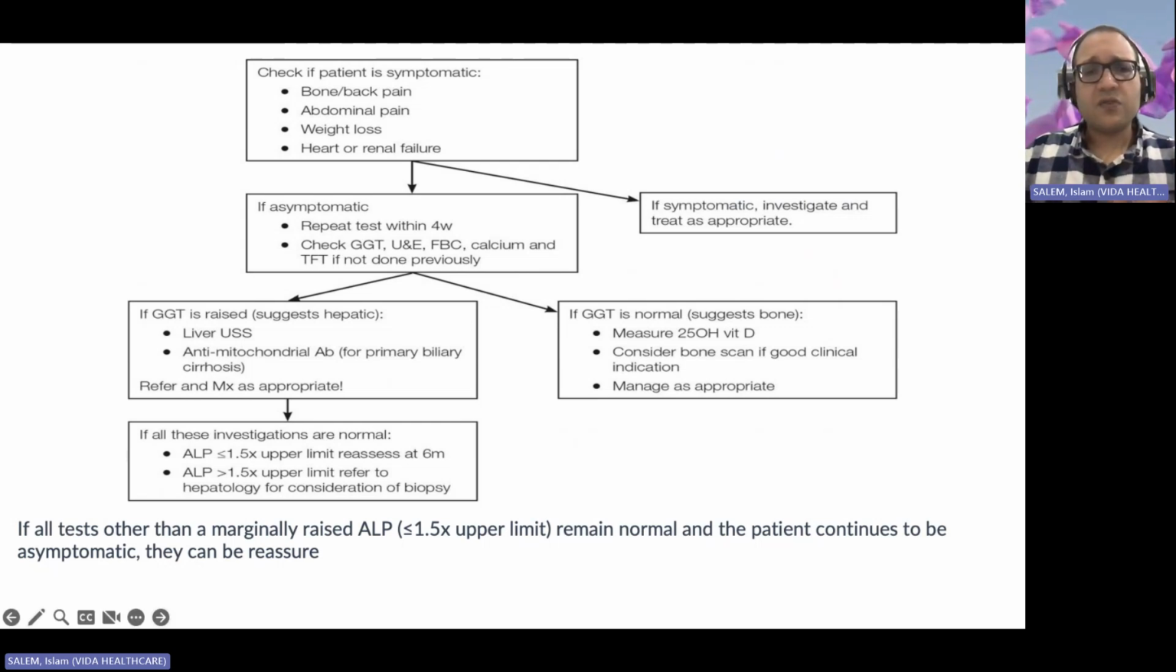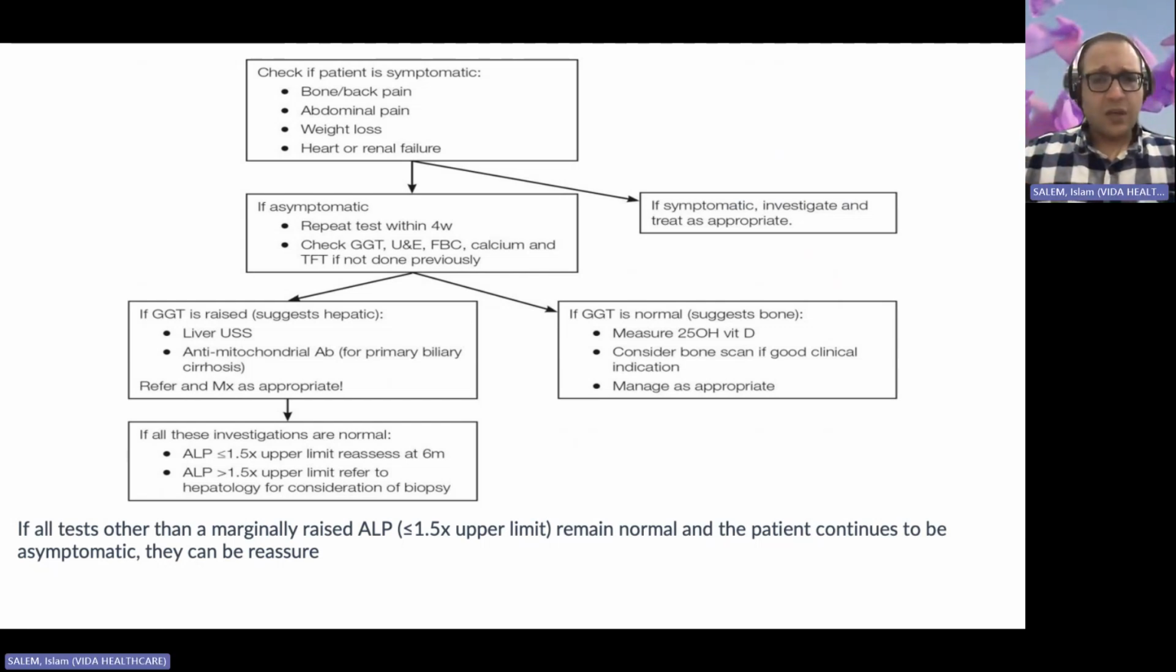However, if the alkaline phosphatase is more than 1.5 times the upper limit at any time, then you will consider referring him to the hepatology consultant for a probable biopsy to exclude early primary biliary cirrhosis.